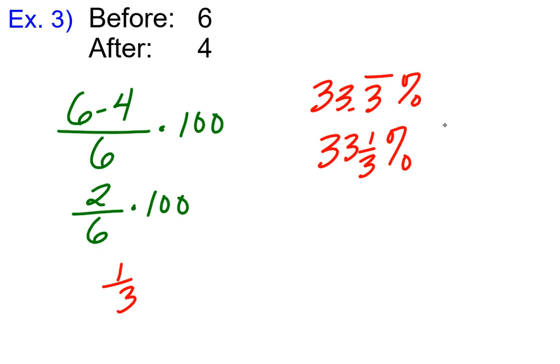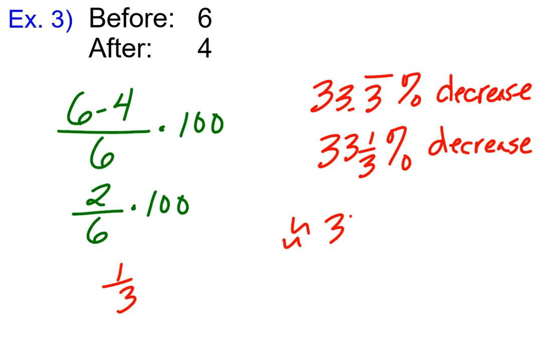And because I ate some of the tangerines, there's less. So in other words, it decreased. It went down. So we're going to call this a decrease. Either way that you would show it, either as a repeating decimal or with a fraction, is correct. Now, if you were estimating this, you could say this was approximately 33% because it's closer to 33 than it is to 34. Let's take a look at a couple word examples, a couple sentences.